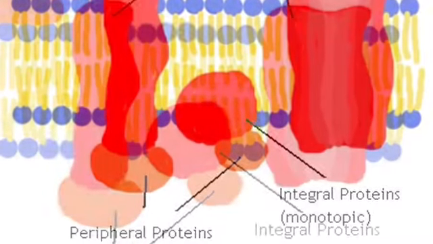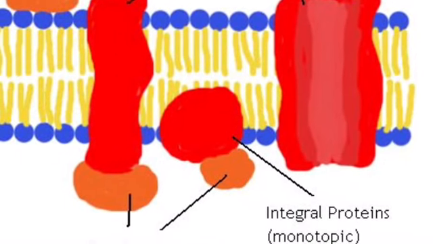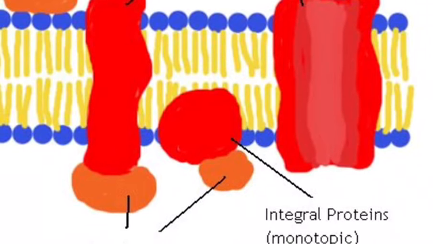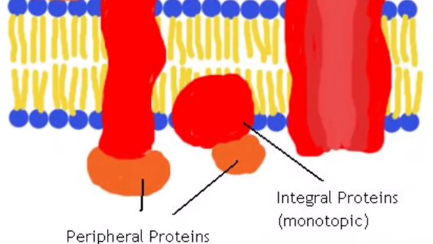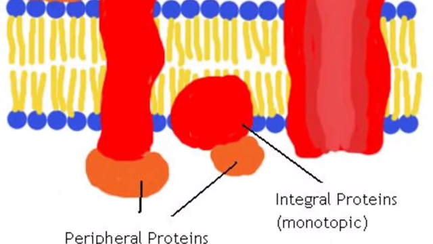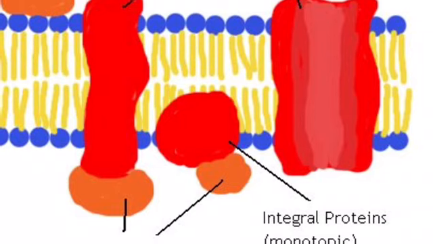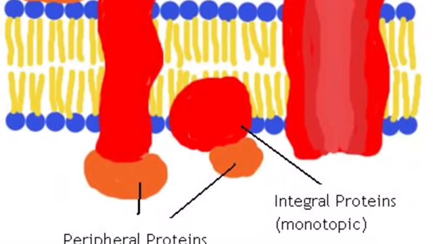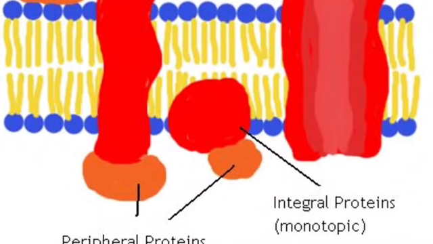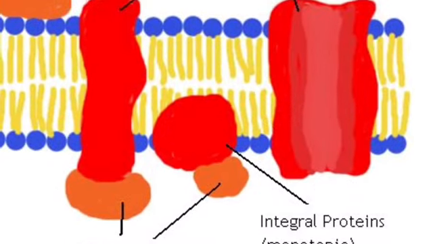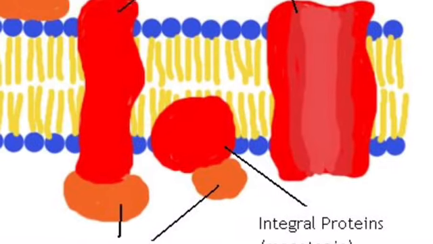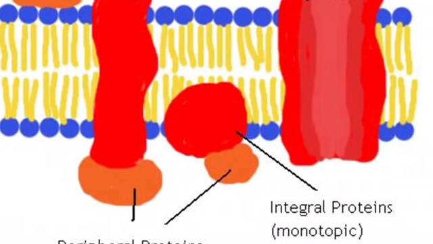Then you're going to find something called integral proteins, or protein channels, or carrier proteins. These are proteins that are actually attached to the plasma membrane. They are embedded in the plasma membrane, and they're responsible for a couple of things. They're responsible for the transport of molecules across the plasma membrane, and they're also responsible for cell-to-cell communication or signaling.